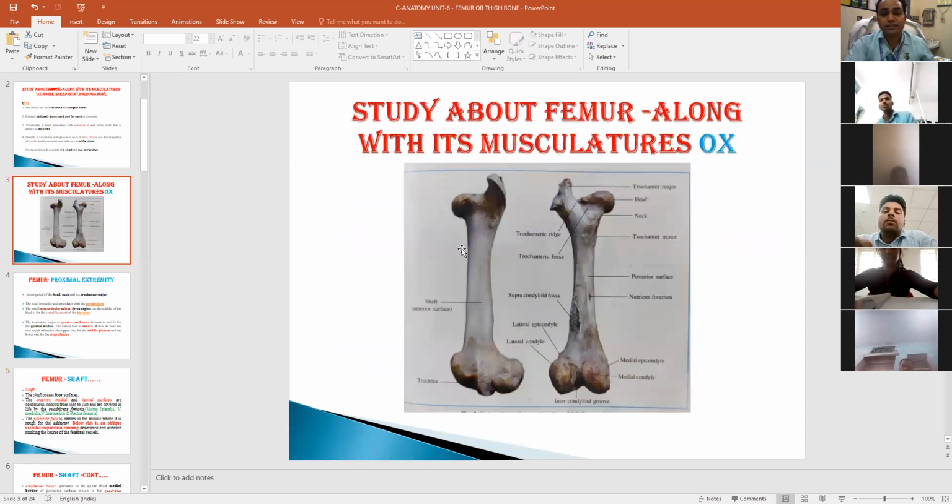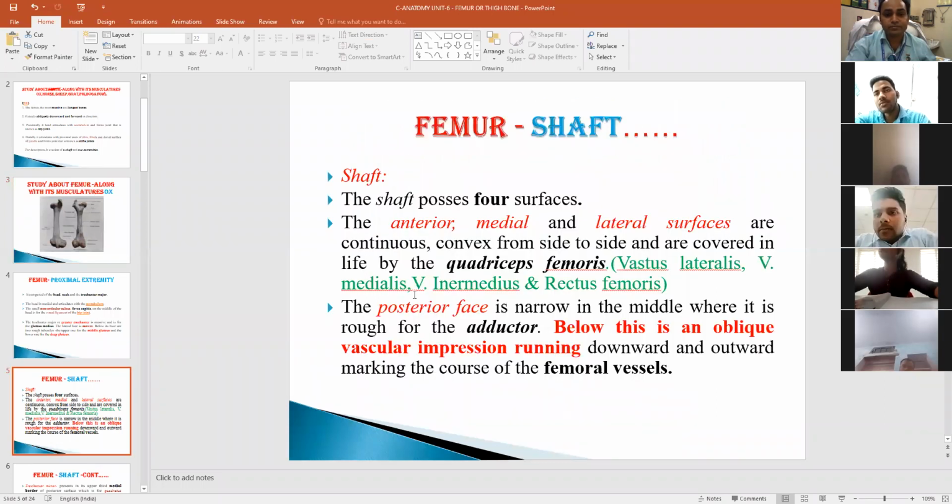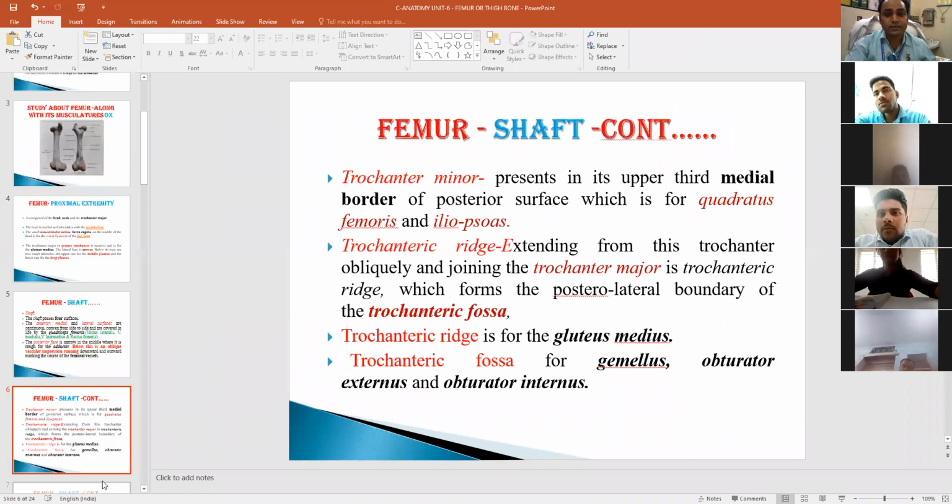So we have completed this structure. You see, this is the shaft. From here to here is known as the shaft, and its anterior, lateral, and medial surfaces are covered by a muscle known as the quadriceps femoris muscle. Beside that, the posterior surface is covered by adductor muscles, and there is a groove for the running of blood vessels. These vessels are known as the femoral vessels. So we have completed this slide.